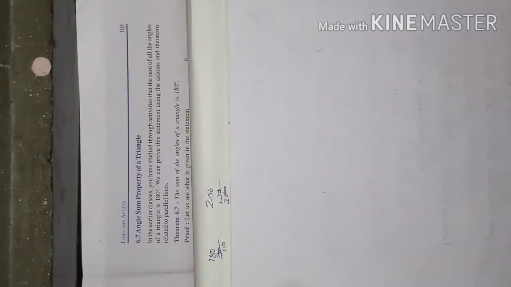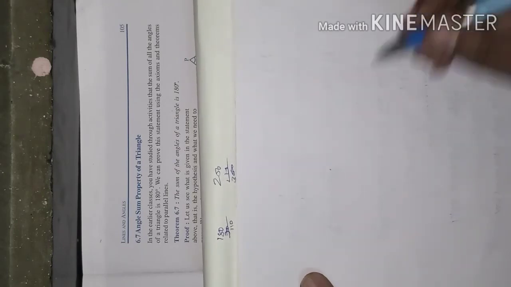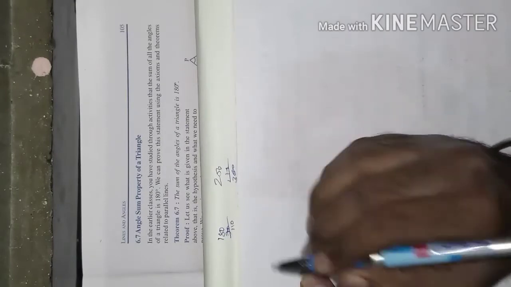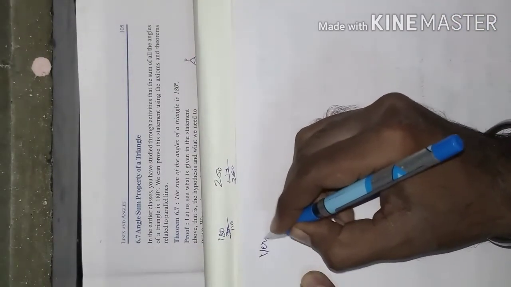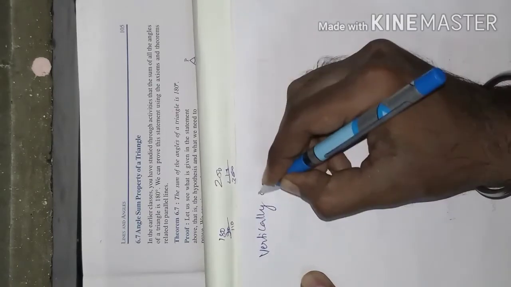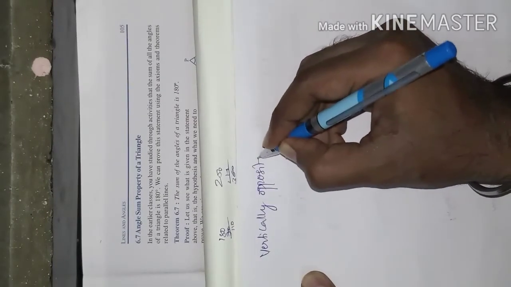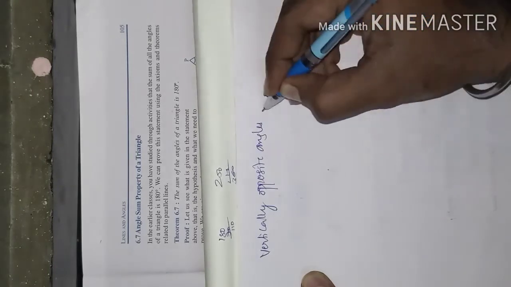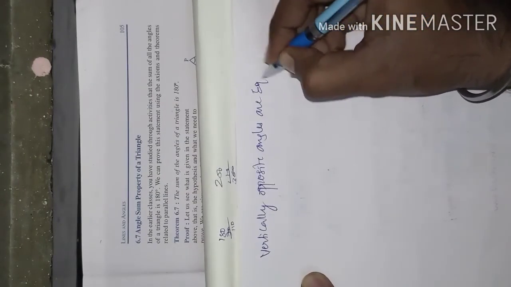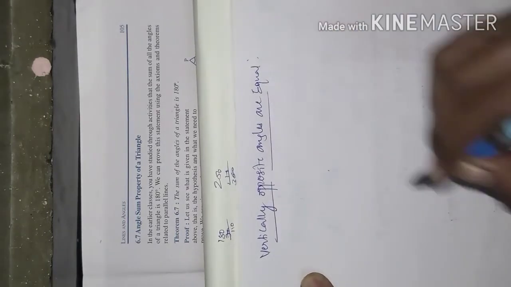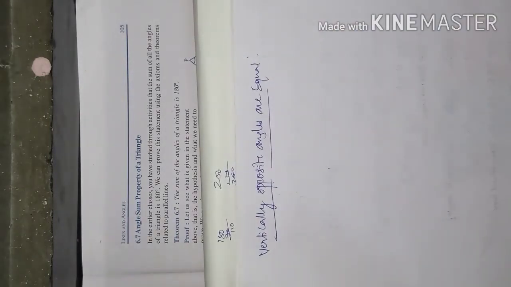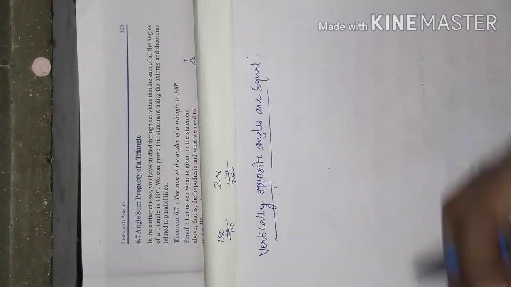One more theorem we have to prove actually: vertically opposite angles are equal. How are vertically opposite angles equal? I will show you. This is just for knowledge's sake, so keep it in mind. Actually we said directly that vertically opposite angles will be equal, but how they are equal, we have to prove it now.